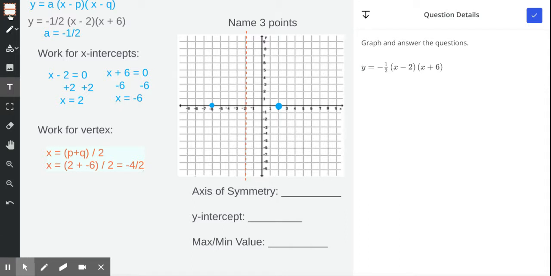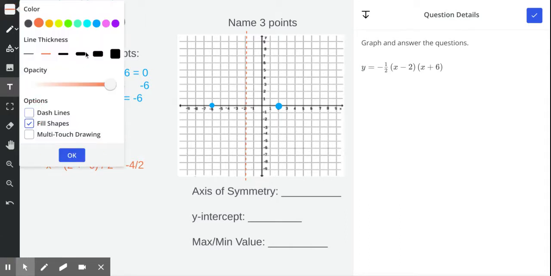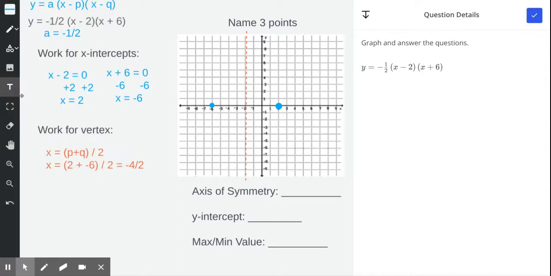So I know that my axis of symmetry is x equals -2. That's how I would name that. Now, in order to get the rest of my vertex, I would plug it in. So we go back to my original. Remember, my original is y equals -1/2 times x minus 2, and then x plus 6.